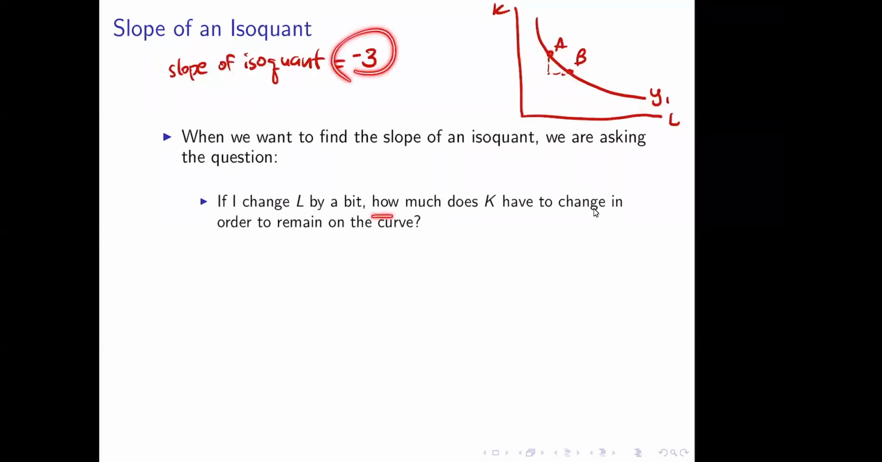So whatever the amount is, that is the amount of K that needs to change in order to remain on the same curve, or in order to produce the same amount of output.